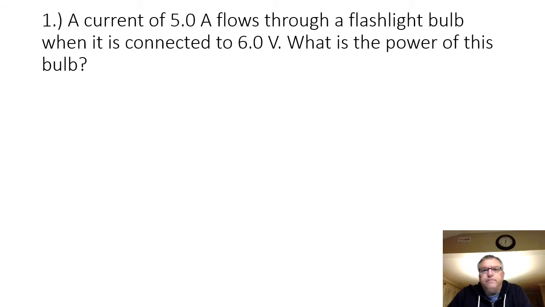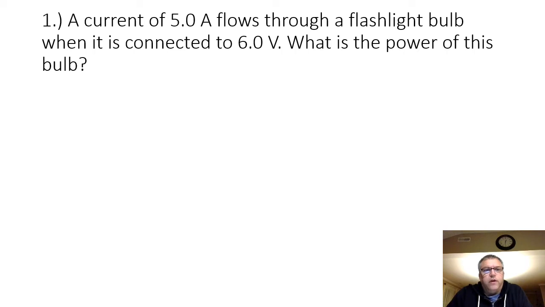Hello everybody. In this video we are going to look at the solutions to the electric, power, and energy practice problems. Let's take a look at problem number 1. A current of 5 amps flows through a flashlight bulb when it is connected to 6 volts. What is the power of this bulb?